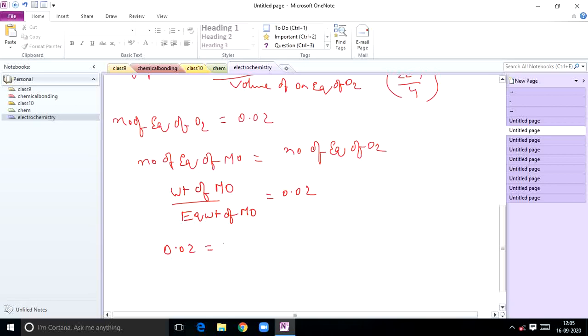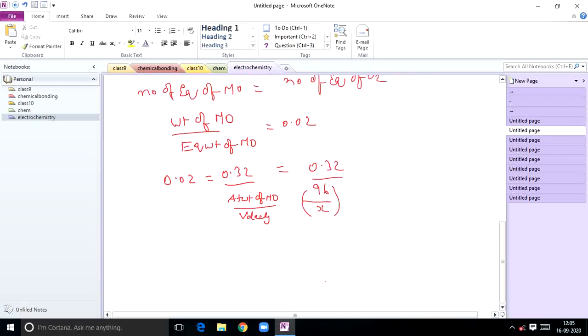Here 0.02 is equal to the weight of molybdenum, how much is it given? 0.32. Equivalent weight is equal to atomic weight of molybdenum divided by valency or N factor. So that is equal to 0.32 divided by the atomic weight of molybdenum, 96, divided by X, the valency we don't know, you have to calculate X. So from this expression you calculate the X value, students. X value is equal to 6.